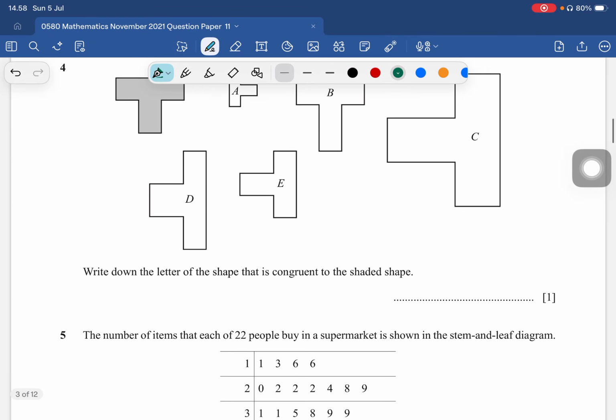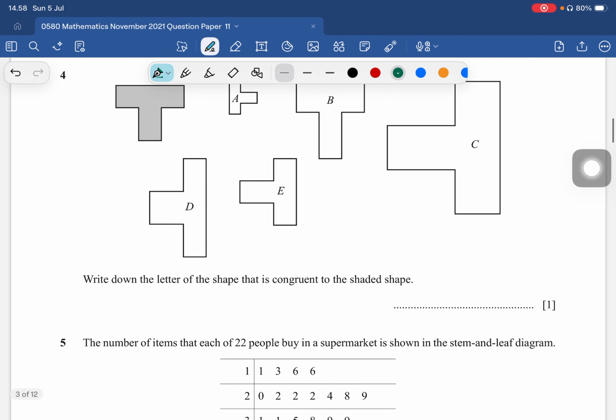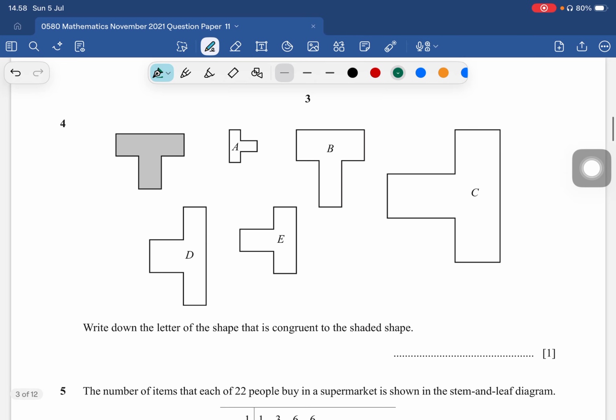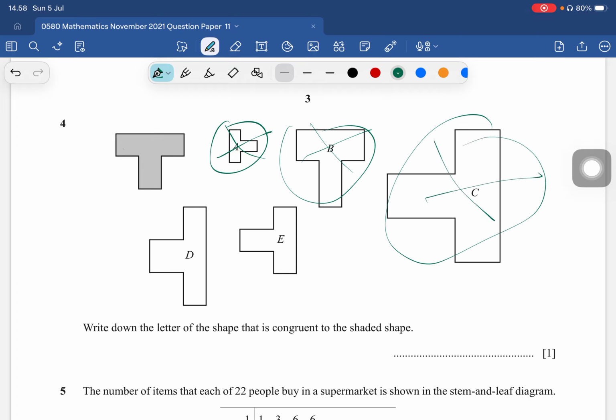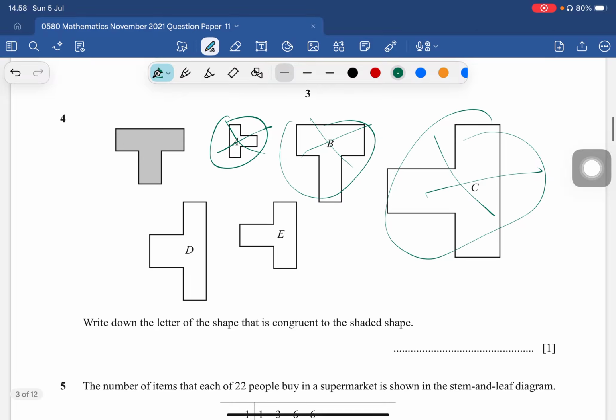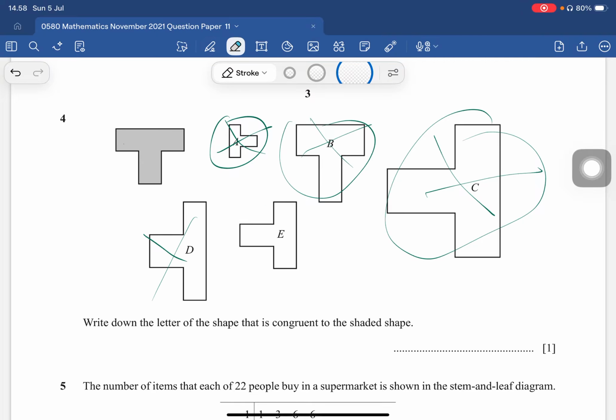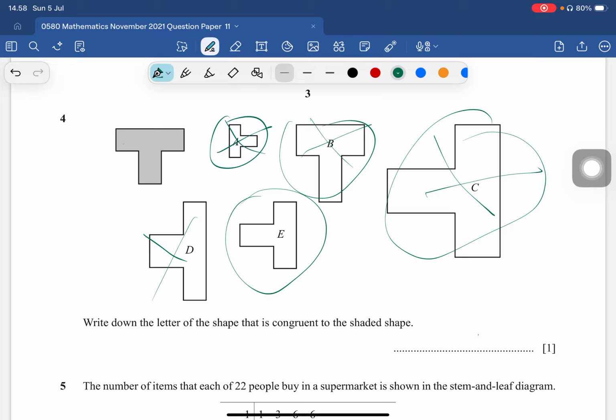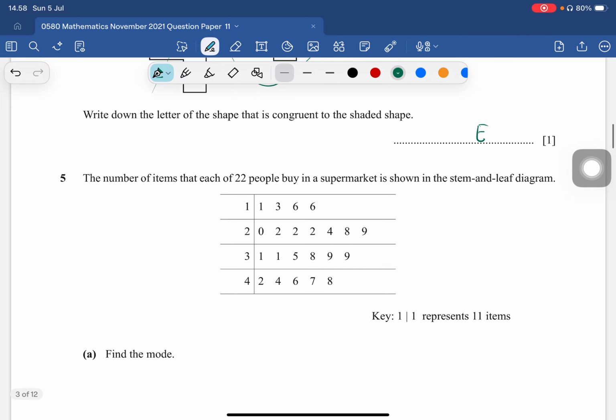Next, number 4. Write down the letter of the shape that is congruent to the given shape. A, absolutely no. B, also not congruent. C is not congruent. Congruent means the size and all the angles are equal. This one, no. So E, yes, it is congruent. So the answer is E.